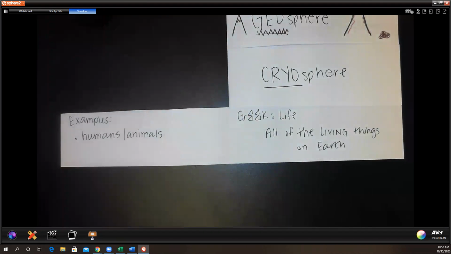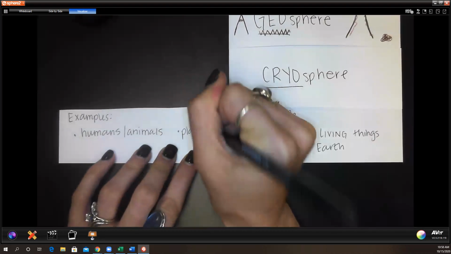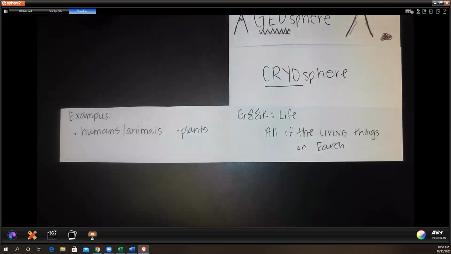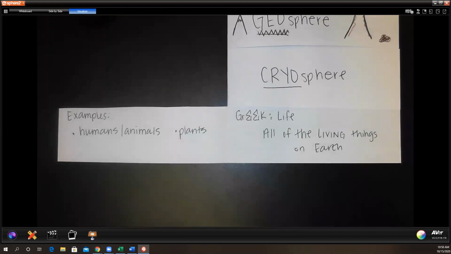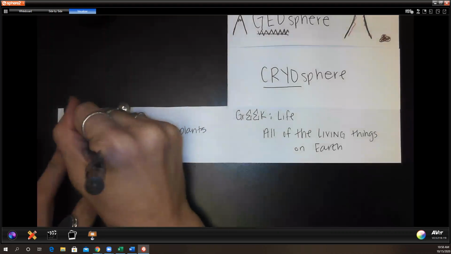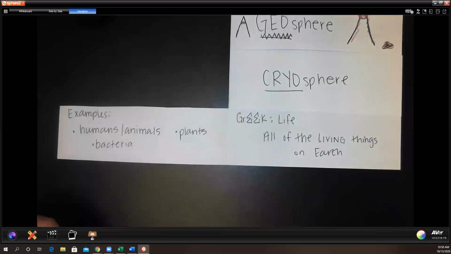Brennan, what else goes in the biosphere? We have humans and animals. What else is alive? Things like flowers, so plants, perfect. There's two other things that are alive we might not think of. Jordan? Trees, right? Part of plants. Bacteria, that's a good one. And then there's one more. Grass is a plant. Emerson?